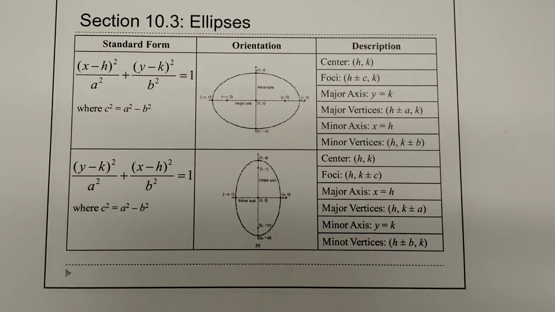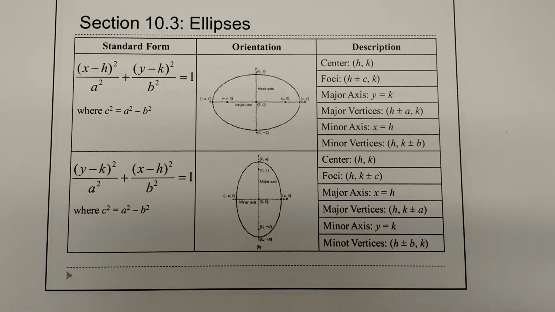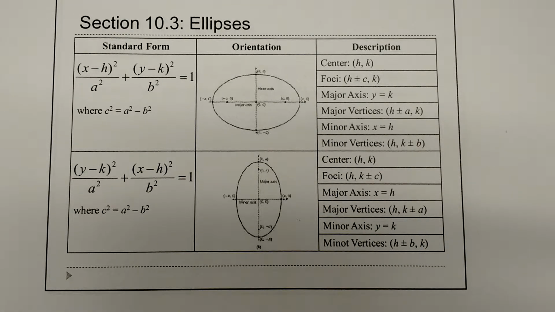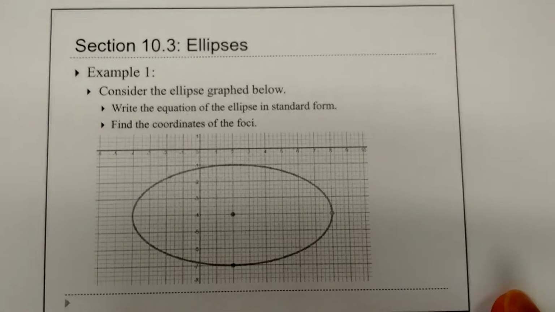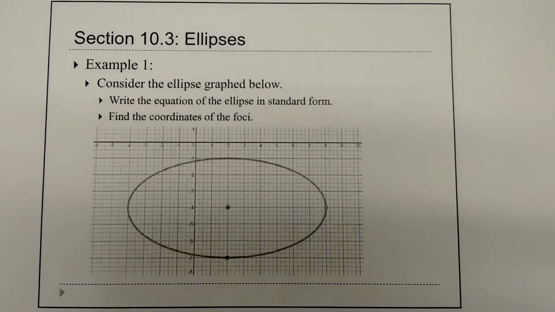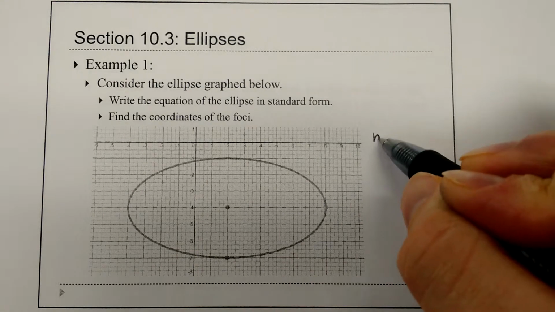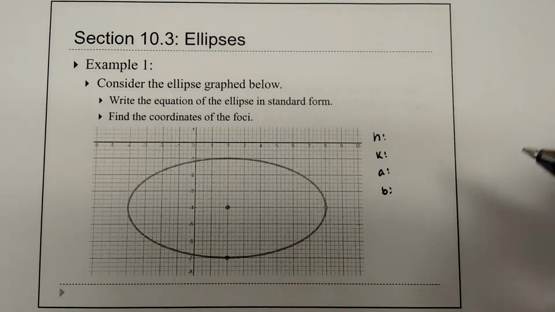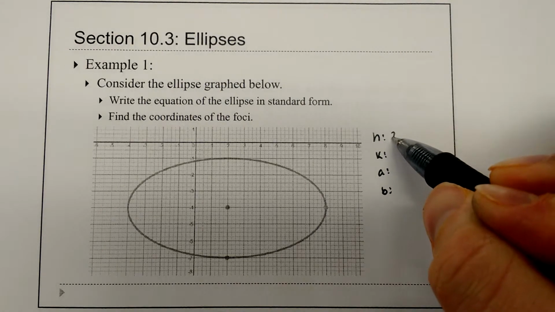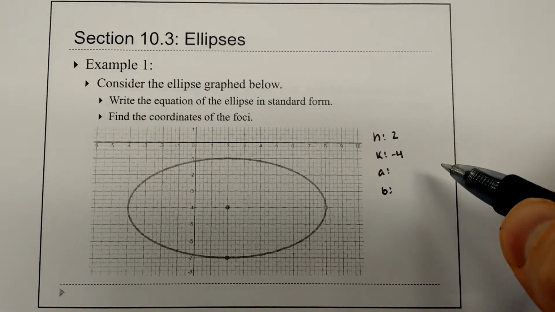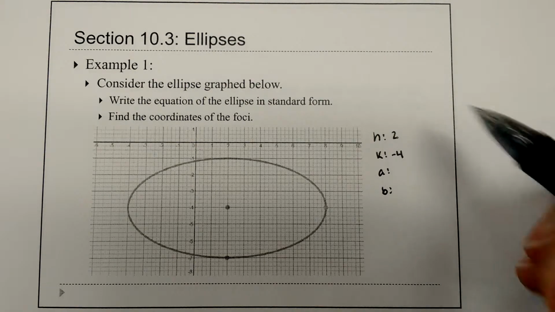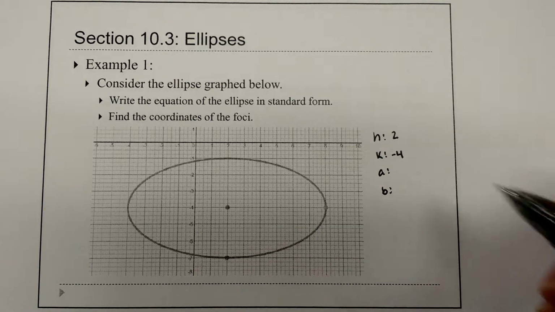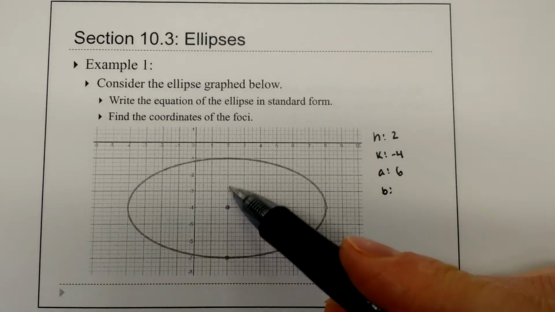So here's just a lovely thing that's got all of the facts about ellipses, depending on whether they're oriented horizontally or vertically. This is in your notes. So example 1 here, consider the ellipse graph below. Write the equation of the ellipse in standard form. To do that, we need to find values for h, k, a, and b. So h and k are at the center, so this ellipse has a center at (2, -4). a is the distance from the center to the edge long ways, so it's 1, 2, 3, 4, 5, 6. b is the short way, 1, 2, 3.